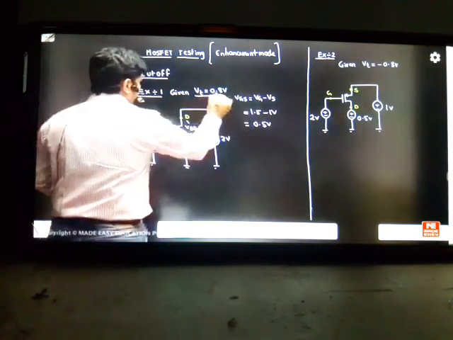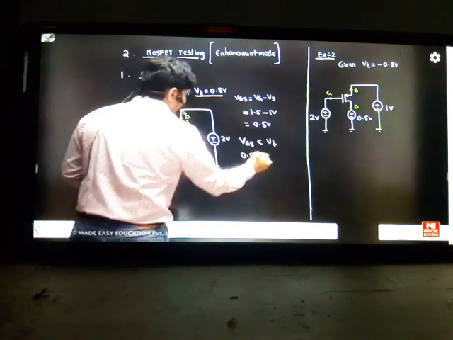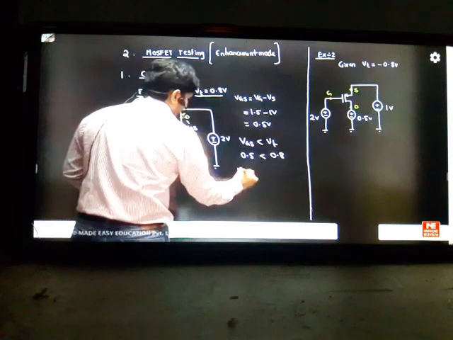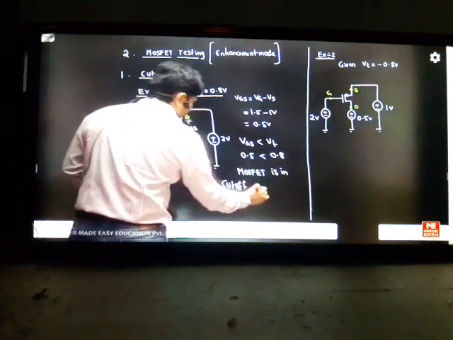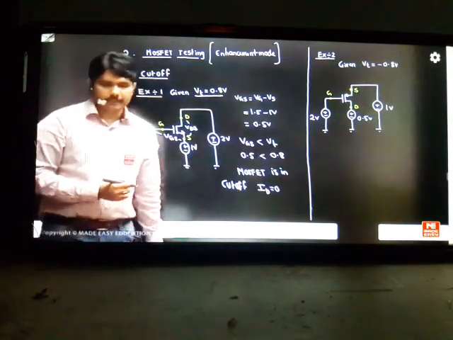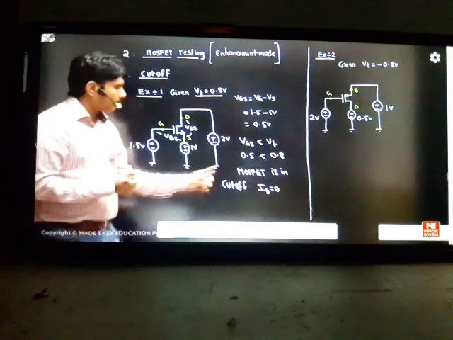But the actual threshold voltage is given as 0.8. So your VGS is less than threshold, because 0.5 is less than 0.8. Therefore you can decide that the MOSFET is in cutoff. If the MOSFET is in cutoff, your ID current will be 0. So in only one single step you can answer this question. Your ID will be 0. This is the best example to teach you how a cutoff question will be designed in the exams. This is a cutoff question.